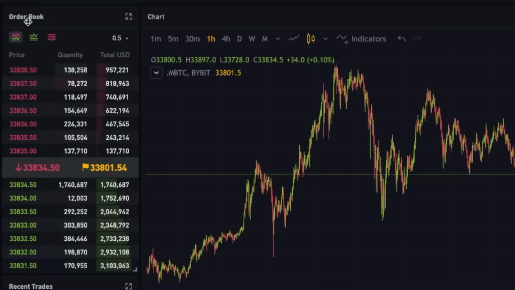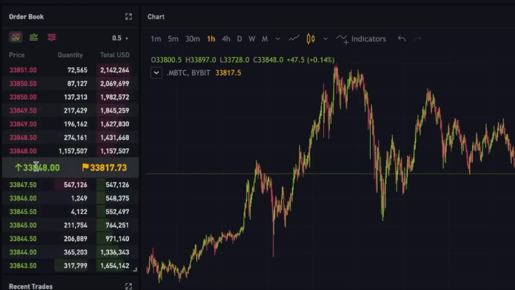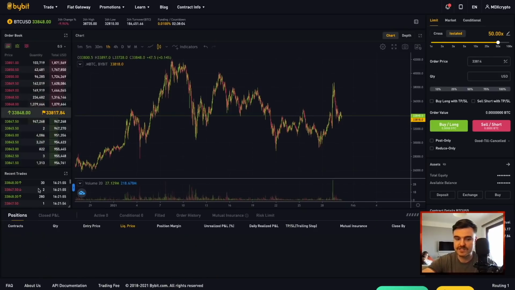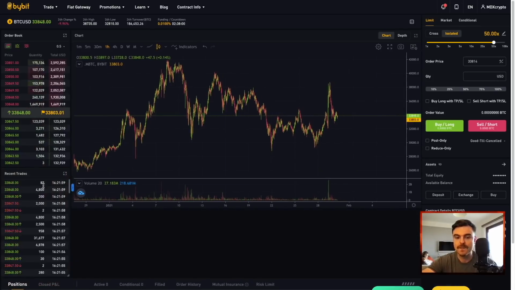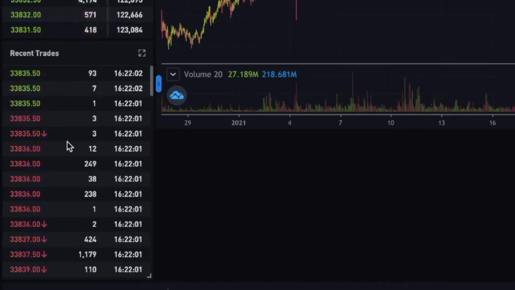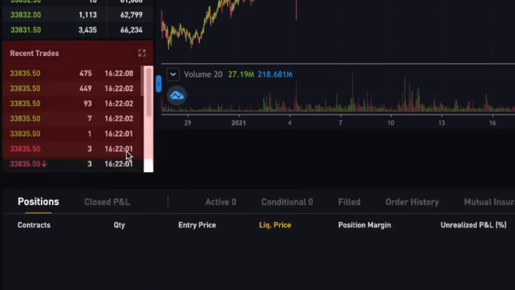You can see on the left here, I've got my order book. This is the sell side and the buy side. You can see the equilibrium between how many sellers and how many buyers there are, with the market price in the middle. I also have recent trades down here, guys. You can extend this to make it bigger if you want. It shows you all of the most recent trades coming into the books, the longs and the shorts, the buys and the sells. I really like that feature.